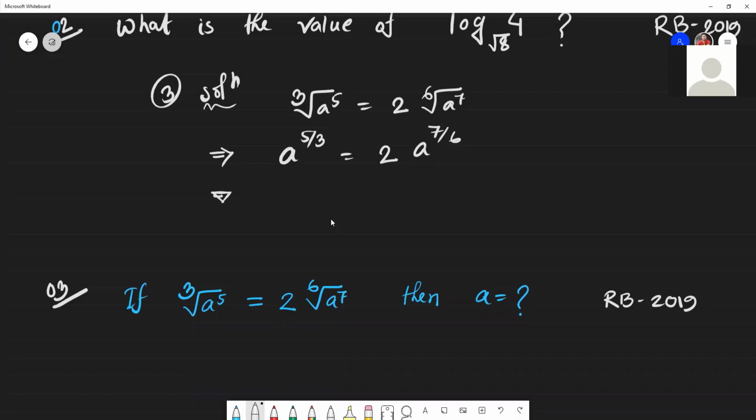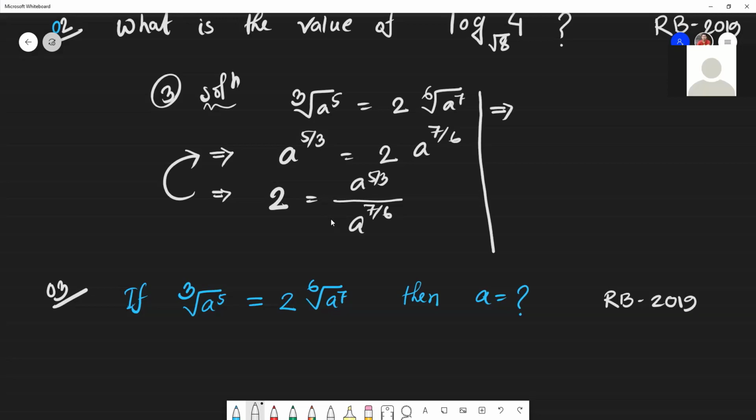Question number 3. Okay. Now, first step right here. Here 2 is the multiple with a to the power 7 by 6, and here this is a to the power 5 by 3. If we do cross multiplication, we will get the previous line. So now on the right side, we see the same base. So now we can take one base and 5 by 3 minus 7 by 6. So now take the LCM.